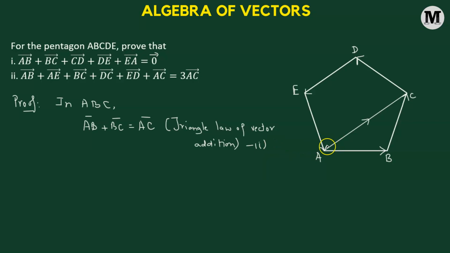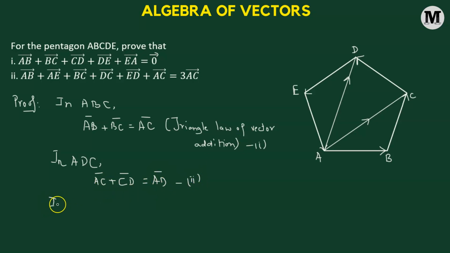Next, we will join vertex A and D with a directed line segment going from A to D. And now we will be considering the triangle ADC. So here we have AC vector added to CD vector, and that will be equal to AD vector. Let this be number 2. Here also we've used the triangle law of vector addition.